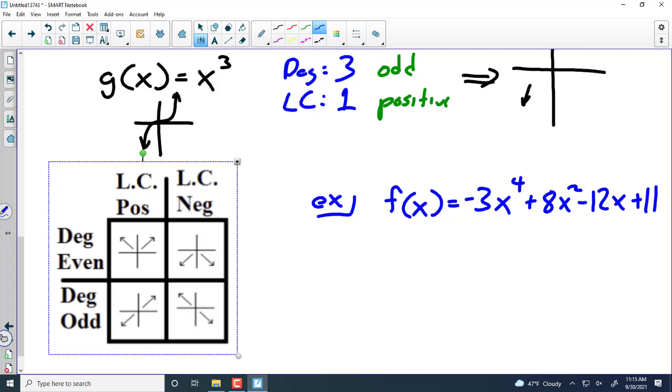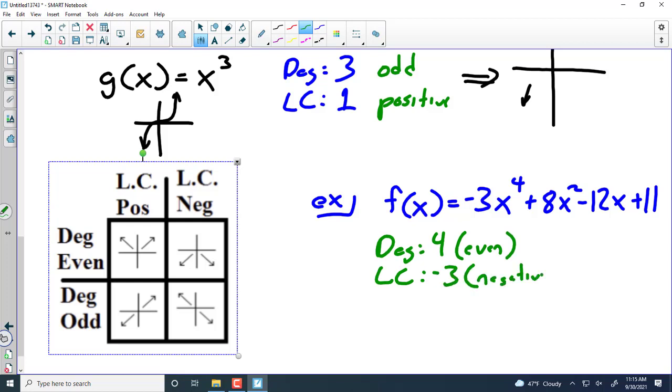But because it's unfactored, I can very easily identify both the degree and the leading coefficient. I can tell everyone that the degree is 4, which is even, and that the leading coefficient is negative 3, which is negative. So I go over to my chart here, and I find even, negative, this guy right here, which means the graph, however it looks, will eventually go down on both sides, or fall on both sides, however you want to say it.